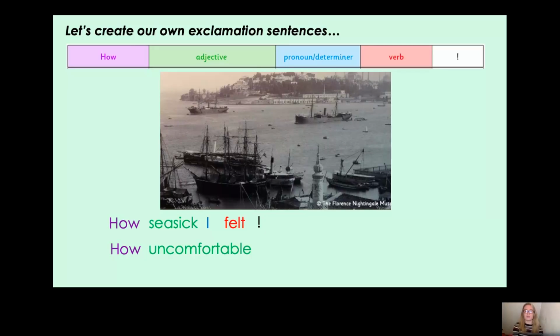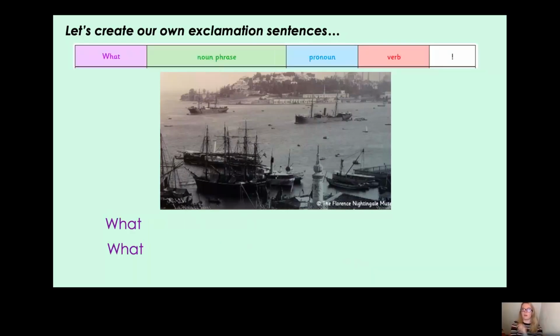Well, I'm talking about the boat. So I'm going to use the boat as my next part. How uncomfortable the boat. And then finally, I need my verb. Now I need the verb to be in the past tense. Yes, it was. How uncomfortable the boat was, with an exclamation mark at the end. There we go. We've created two exclamation sentences, starting with how to describe her journey. So some exclamation sentences she may say to her family about her journey on the boat.